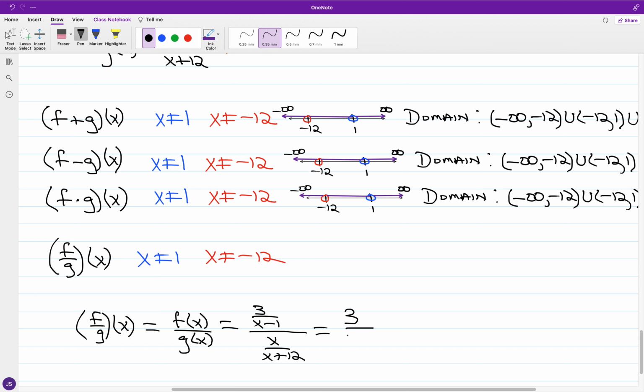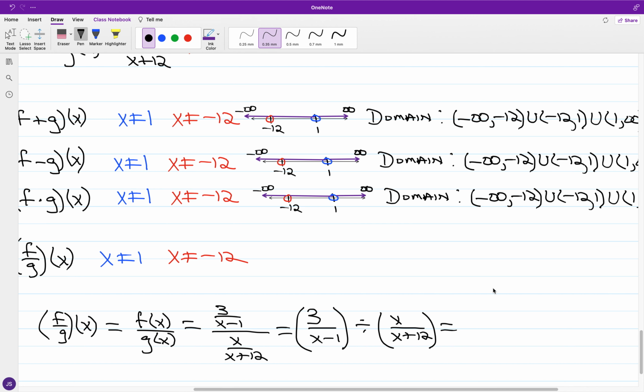So right now we have 3 over x minus 1 divided by x over x plus 12. And again, if I divide by a fraction, it'll be the same as multiplying by the fraction's reciprocal. So you have 3 over x minus 1 times what's going to be x plus 12 over x.